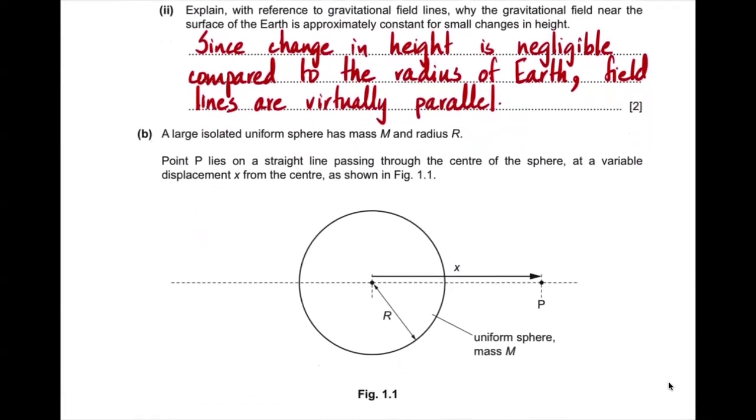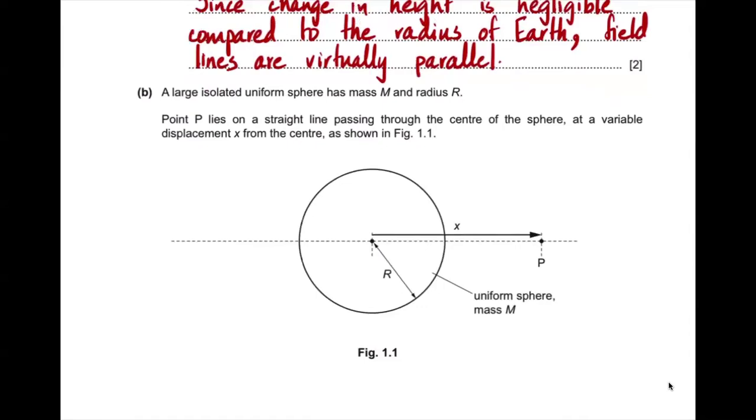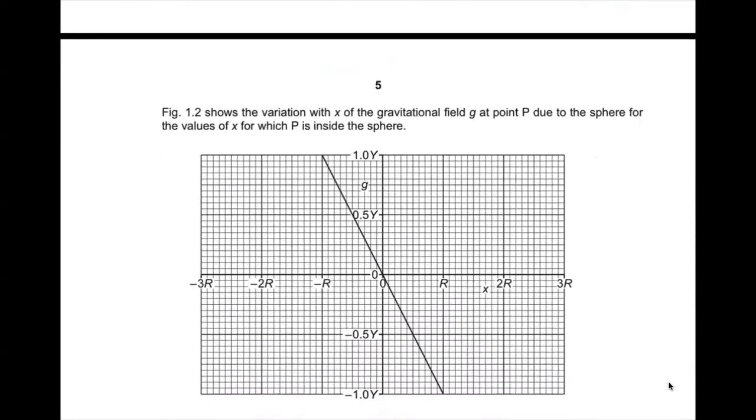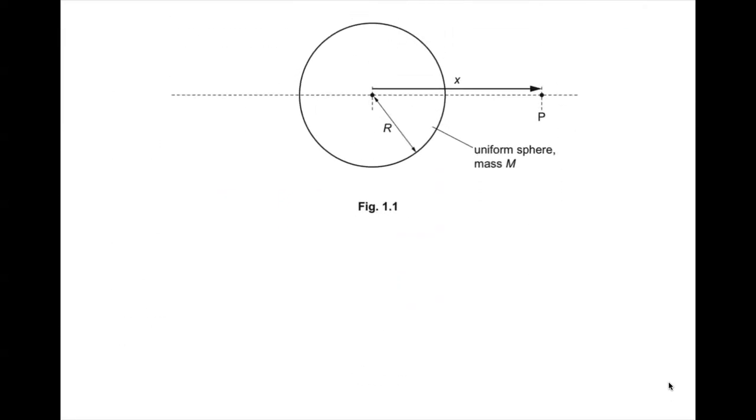Part B, a large isolated uniform sphere has mass m, radius r. Point P lies on a straight line passing through the center of the sphere at a variable displacement x from the center, right? Then it says 1.2 shows the variation with x of the gravitational field g at a point due to this sphere for values of x for which P is inside the sphere. So this shows the gravitational field strength inside the sphere. All right, so if this is r like this, this means this is negative r, right?